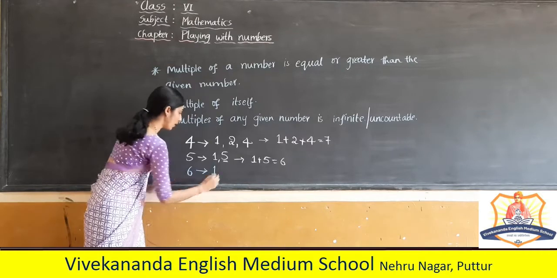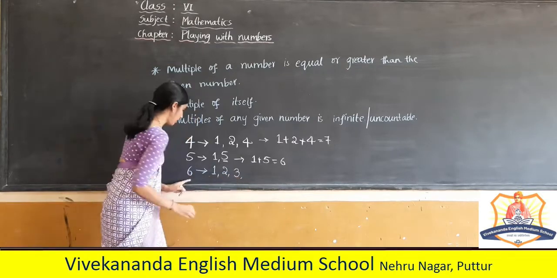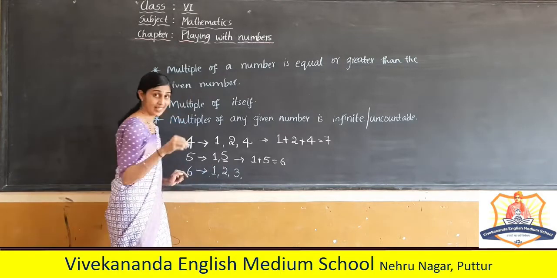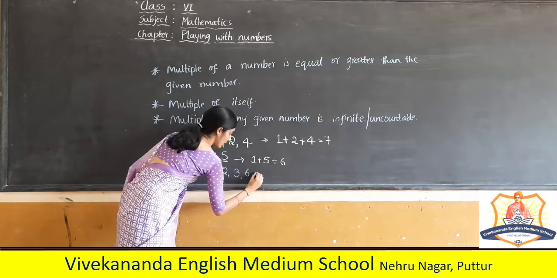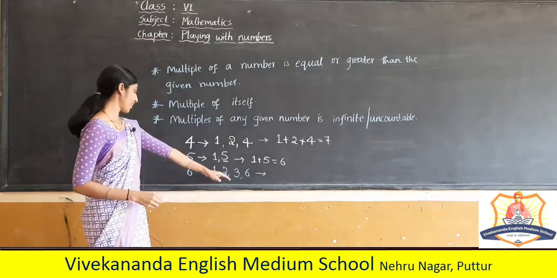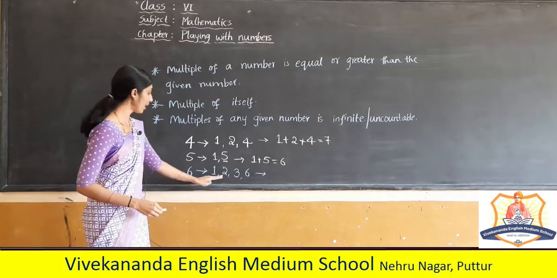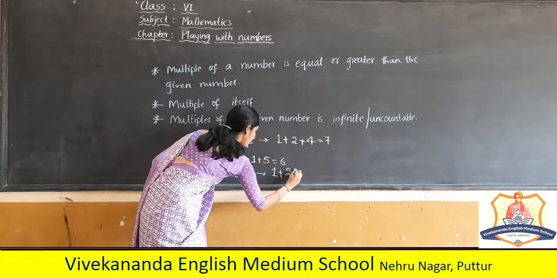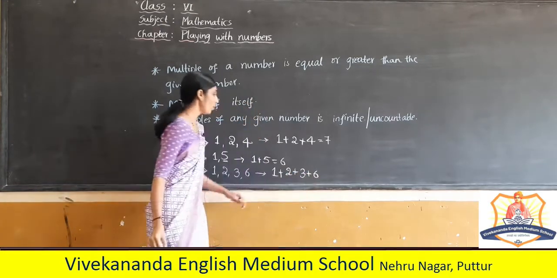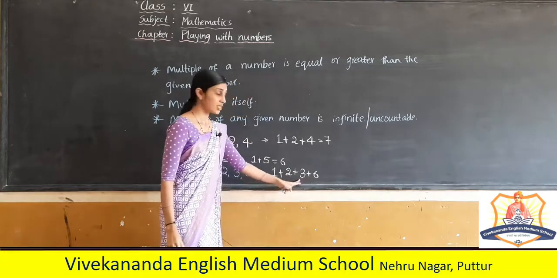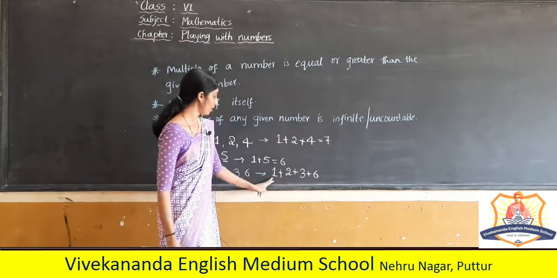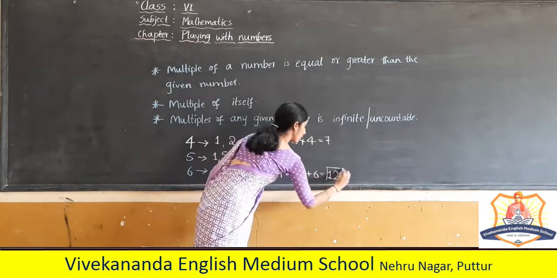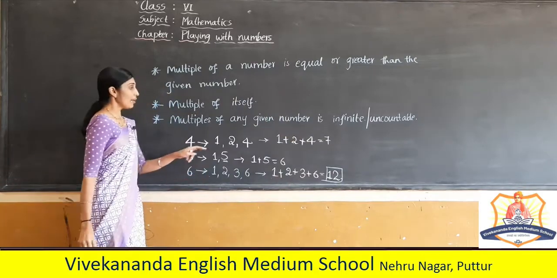Let me take the next number, number 6. What are the factors? 1, 2, 3, yes, 4 cannot, 5 cannot because we will get a remainder there, and 6 itself. Let me check here what may happen if I add all these factors now. 1 plus 2 plus 3 plus 6. What is the answer? 6, 7, 8, 9, 10, 11, 12. What is the answer I am getting here? Yes, 12.